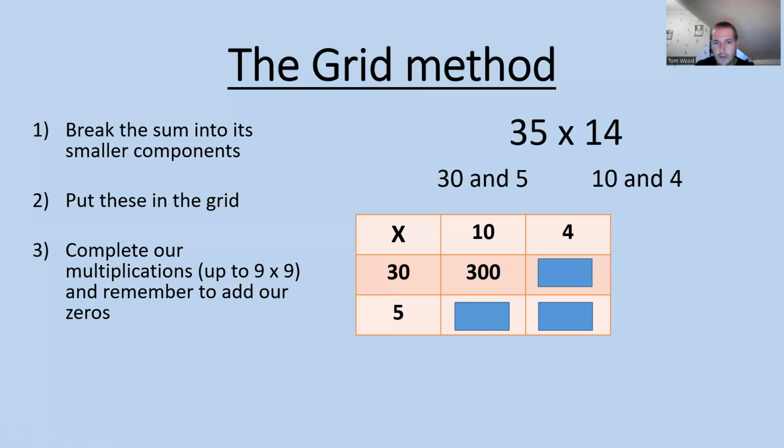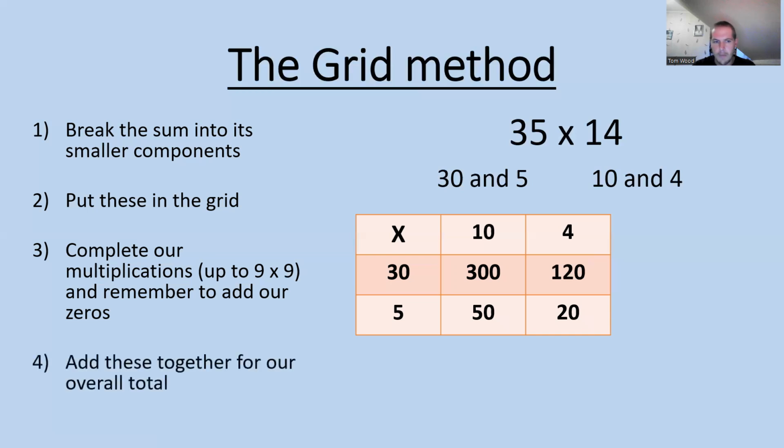Our next one, we've got 30 times 4. I'm just going to do 3 times 4, which is 12. And then I'm going to put my 0 back on. The next one, 5 times 10. I can just do 5 times 1. I've got 5. And then I'm going to add my 0 back on because it wasn't by 1, it was 10 times bigger than that. And then finally, I've got 5 times 4, which is going to give me 20. So now I've done all these individual sums.